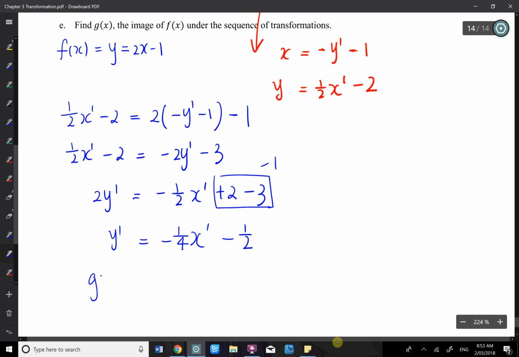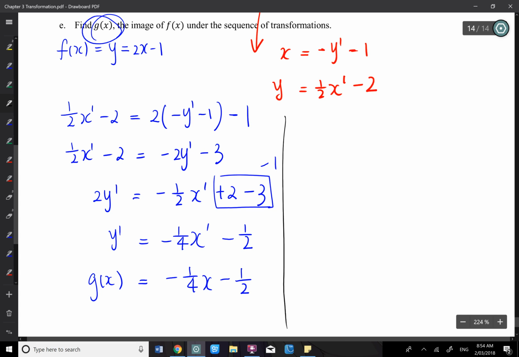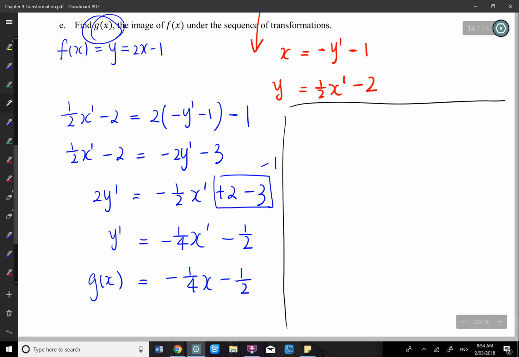So you need to answer the question in the form of g(x). g(x) equals minus a quarter x minus a half. Okay, it's giving you the variable g(x) here. But all we have done here is just go a long way.